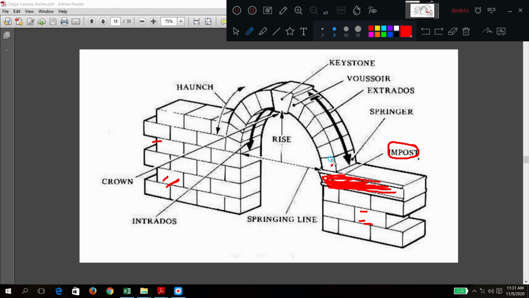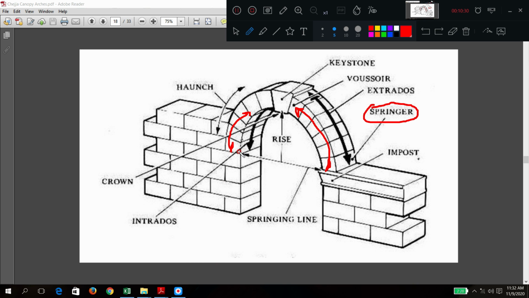Now what are these units? We understood that these are wedge-shaped units. Technically, these are called voussoirs. All the units in the arch are called voussoirs. Now, what is this springer? Springer is the first wedge unit. Here also, there is one. Springer is the first unit in the arch. From this point the arch will start, like this.